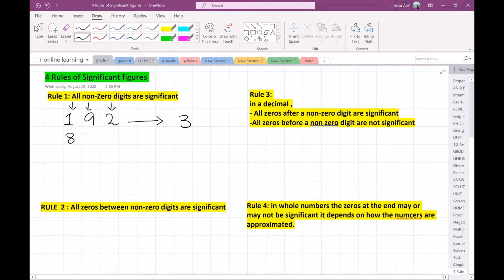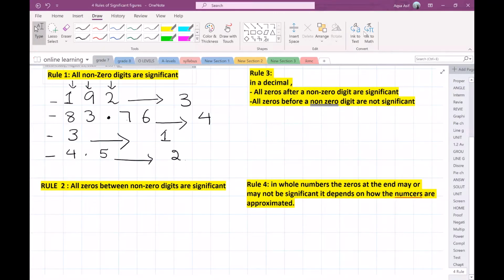Same goes for a decimal number. If all the numbers are non-zero, there isn't any zero in this number. So 1, 2, 3, 4. We have 4 significant figures in this particular case. Let me give you another example. 3. So we have 1 significant figure in this case. And if it is 4.5, we have 2 significant figures. So rule number 1 is done.